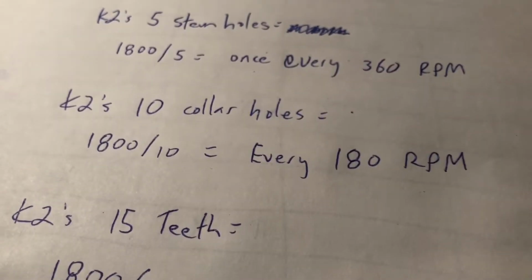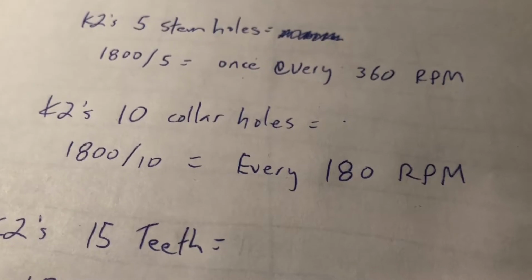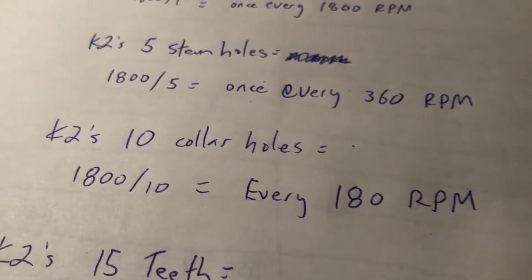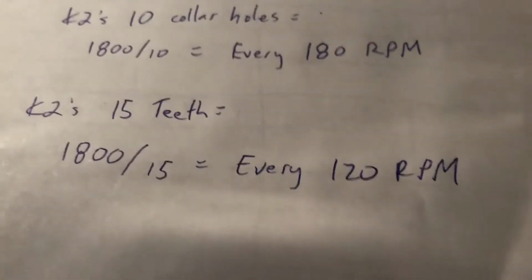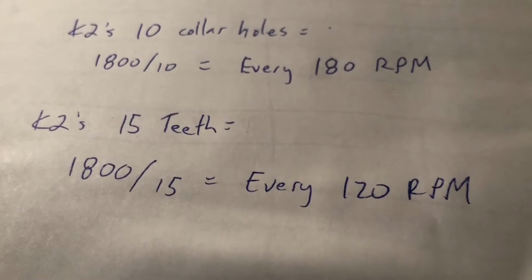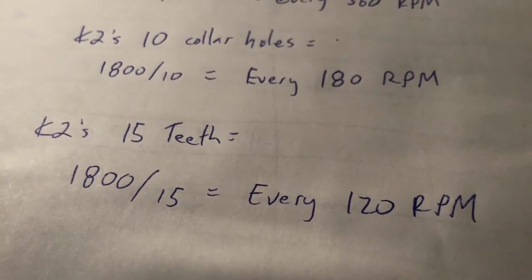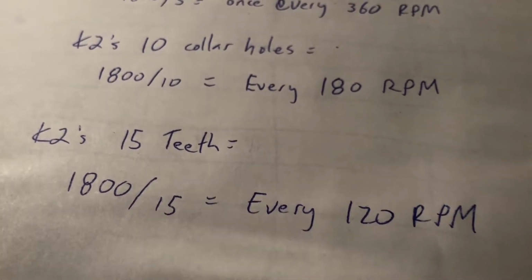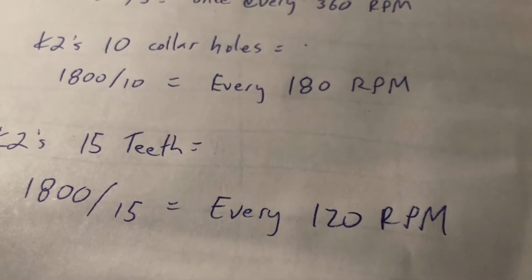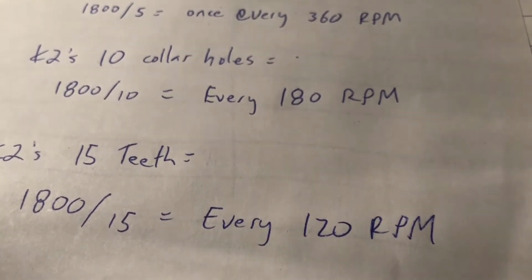For the collar holes, it would be 1800 divided by 10, so we should see those appear to stop and switch direction every 180 RPM as the top decreases in speed. And for the teeth, it is 1800 divided by 15, or every 120 RPM. I didn't write it down, but for the knurling, because there's 24 of them, it would be 1800 divided by 24, or every 75 RPM that the top slows down, you should see those knurls appear to stop and switch direction.